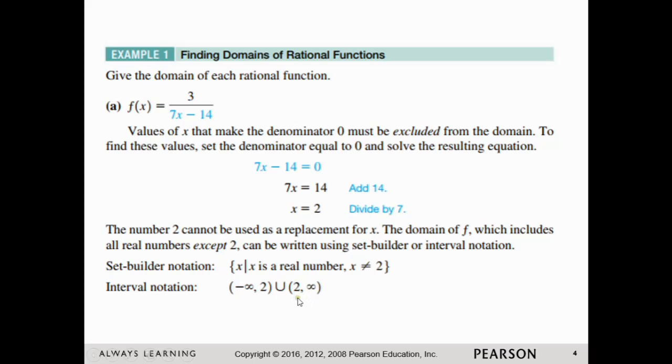So a couple of things to note. Set builder notation identifies the value that the domain cannot include, x not equal to 2, and interval notation indicates the numbers that are included. So there's a couple ways to look at these two things, but what you really want to take away from this is there's set builder notation, and it is represented in this way. Then there's interval notation, which is represented in this way. There's two different notations for identifying domains.